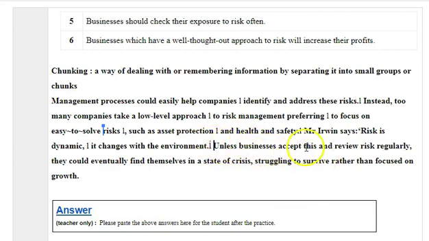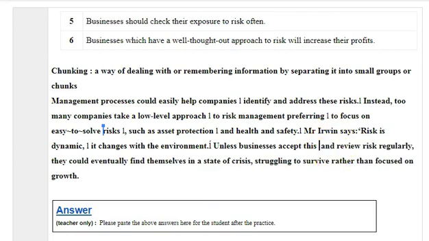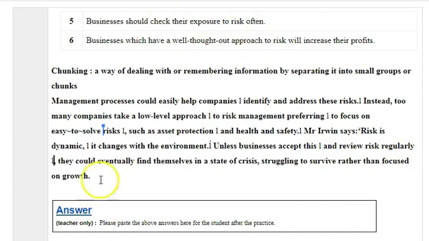So unless businesses accept this, what is happening? They could eventually find themselves in a state of crisis, struggling to survive.